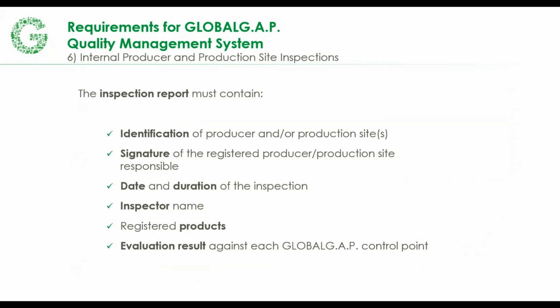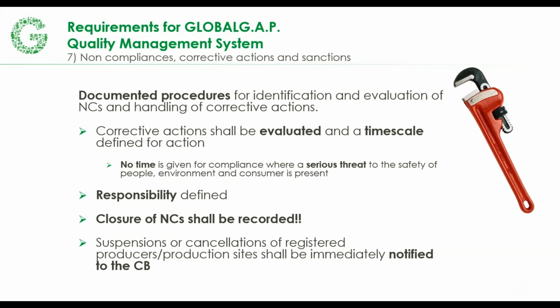Just more information about the inspection report. It would be like any sort of farm report that is provided for option 1. So it would be information about the farm, date and duration of the inspection, right? Because those same rules apply to internal inspections as external, and information about the evaluation result against the GLOBALG.A.P. control point. So here we have the internal inspectors having the same compliance requirements as external farms.